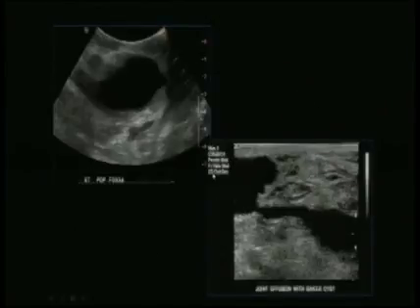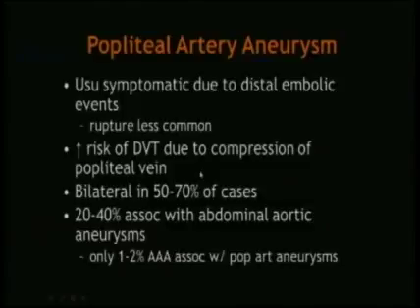Here are a couple of examples of a Baker's cyst. You can see here an encapsulated fluid-filled structure that's communicating with the joint space, and this is a typical appearance of a Baker's cyst.